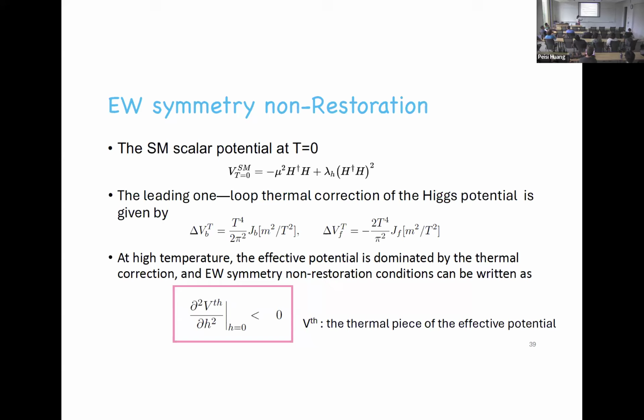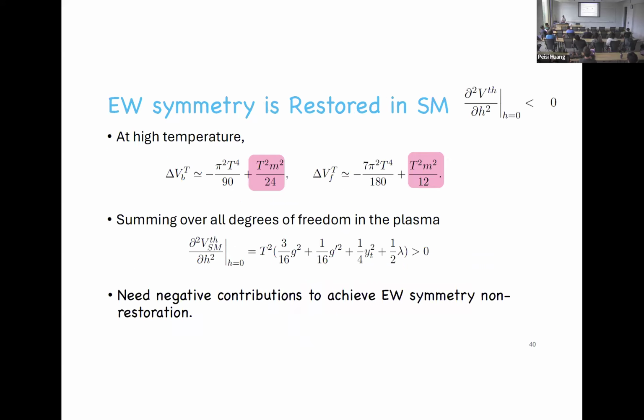So if we talk about high temperature behavior, we do not need to worry about the standard model contribution. We take the second derivative of the thermal part, evaluate that at zero, and take that to be the condition for electroweak symmetry non-restoration. Of course, that's a somewhat stronger condition because it is always possible there is another local minimum, just that one is not the global minimum. But let me take this somewhat stronger condition for the discussion.